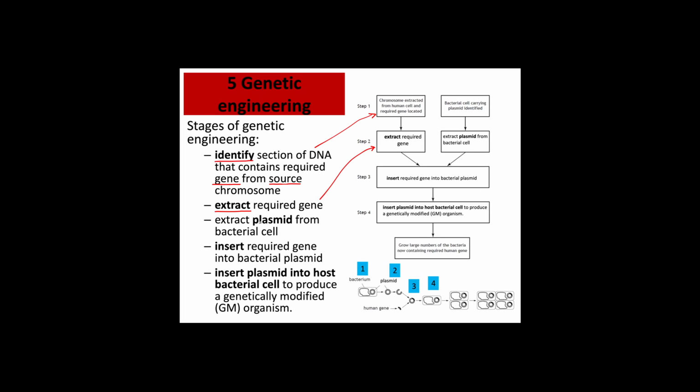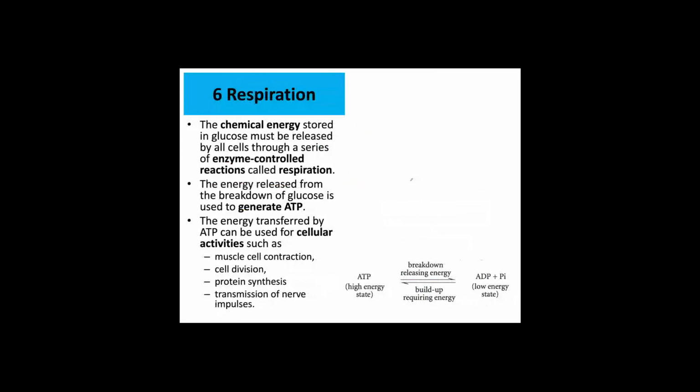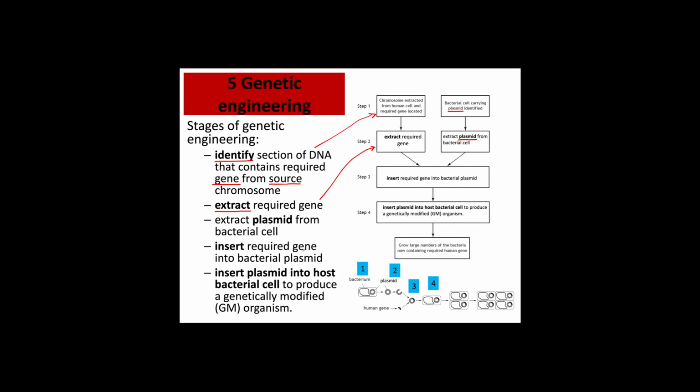Then we need to place that gene into another organism. As I said earlier on, if we're using a bacterial cell, the place where we put that gene is the plasmid of the bacterial cell. So we need to get a bacterial cell that carries the plasmid, and we identify that. Then we extract the plasmid from the bacterial cell, and that allows us to insert the required gene into the bacterial plasmid.